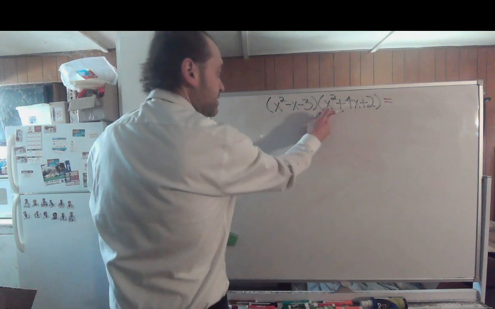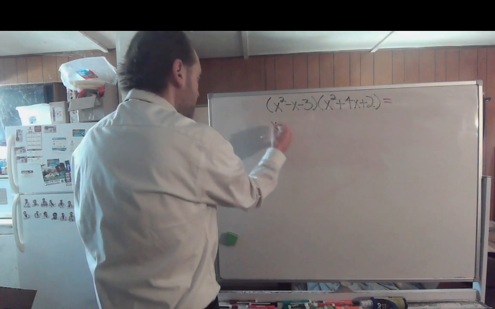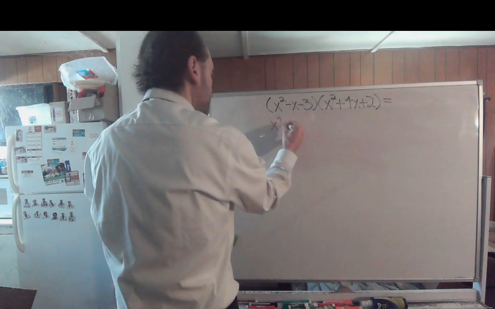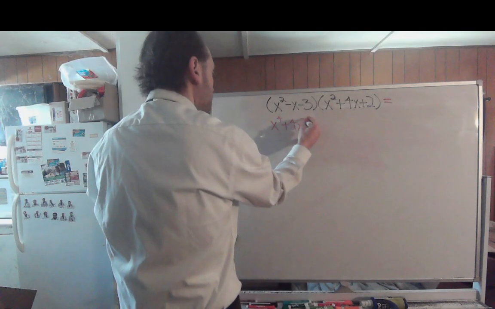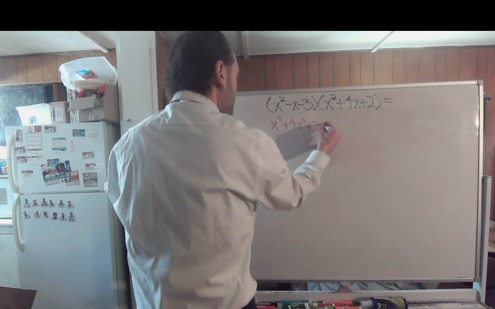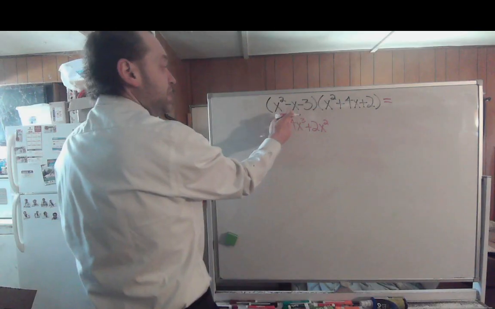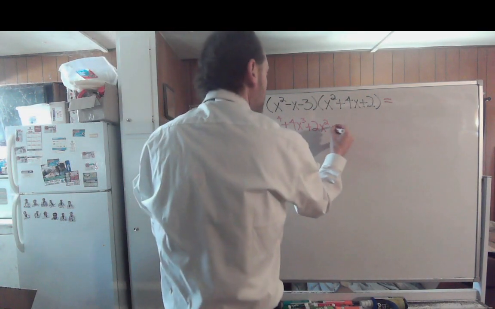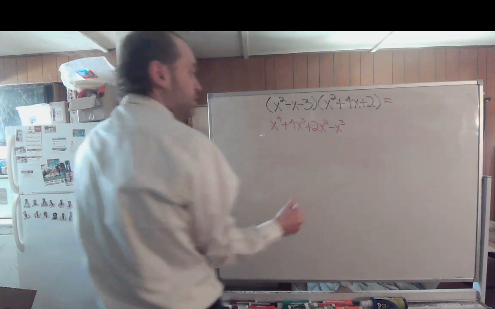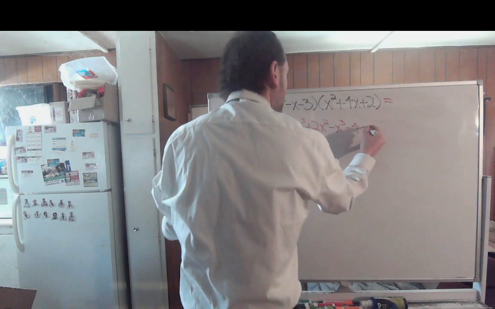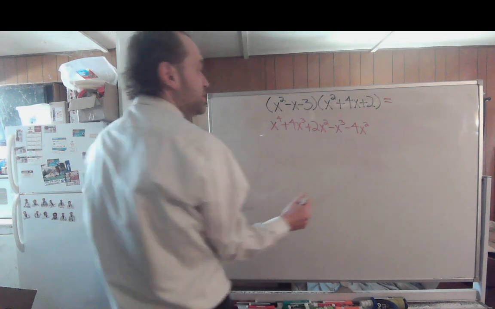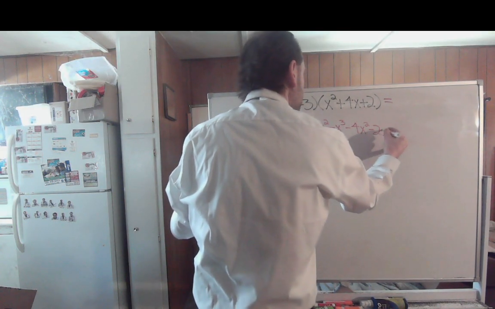So take x squared times x squared, you would get x to the fourth. And then x squared times positive 4x, that'd be plus 4x to the third. Then take your x squared times your 2, you would just get plus 2x squared. Now, take your negative x, multiply by x squared, you would end up getting minus x to the third. Then take your negative x, multiply it by 4x, you would end up getting minus 4x squared. Then take your negative x, multiply it by 2, you'd end up getting minus 2x.